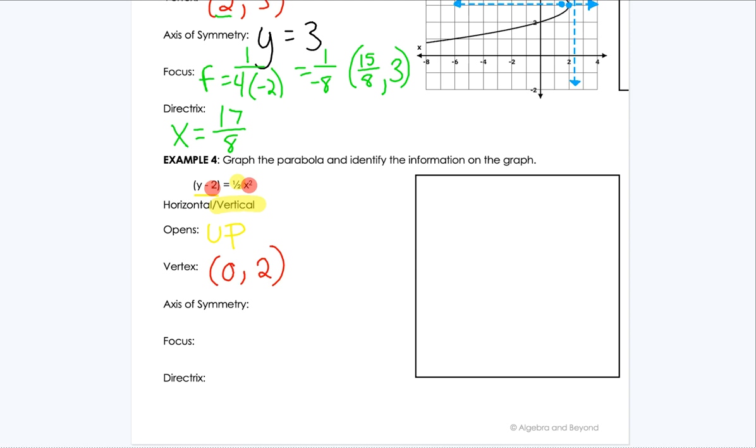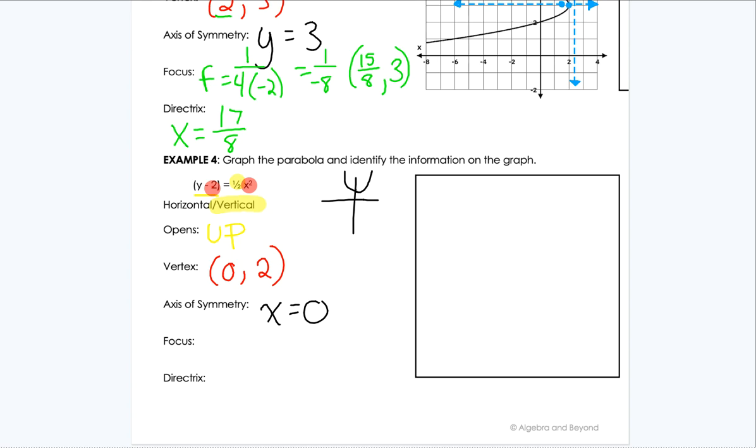All right, so again, it helps me to make a rough sketch to start with. This parabola is opening up. It has a vertex at (0, 2), so it's going like that. That tells me that my axis of symmetry is going to go right down the center, which means that it is going right through the x value of 0. So I know where my axis of symmetry is, and I know where my vertex is.